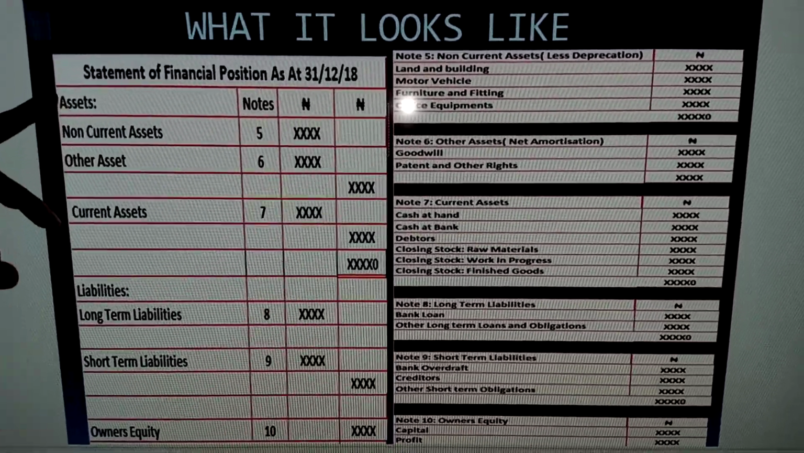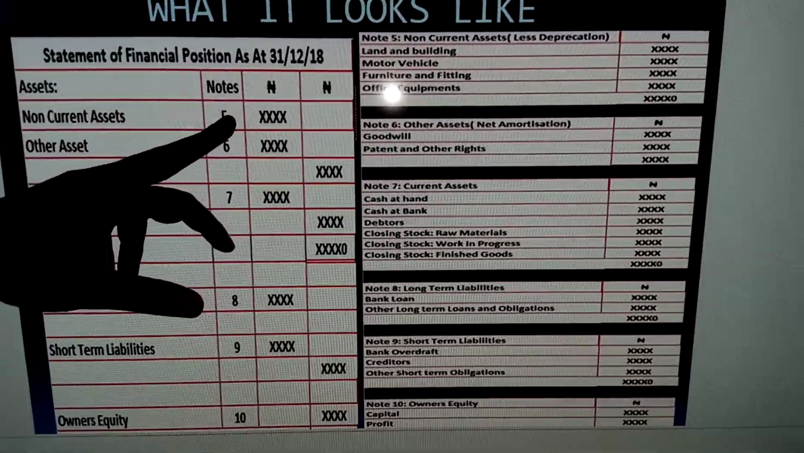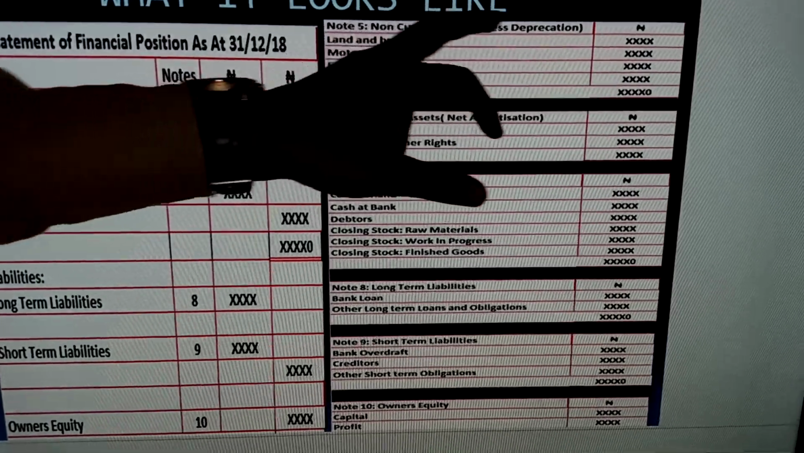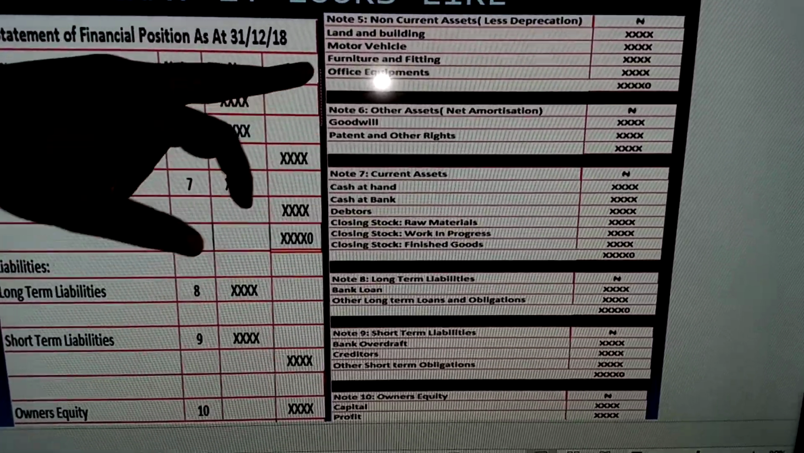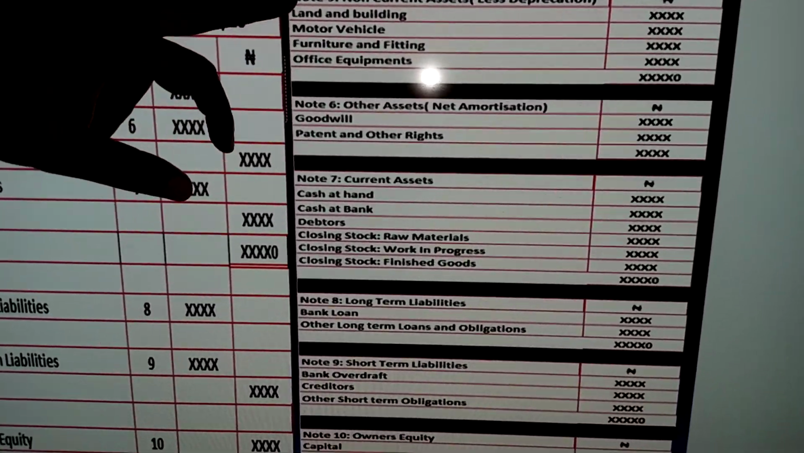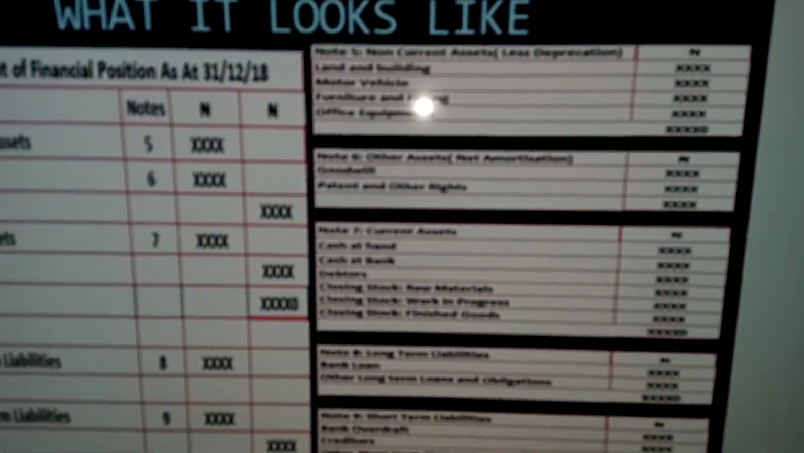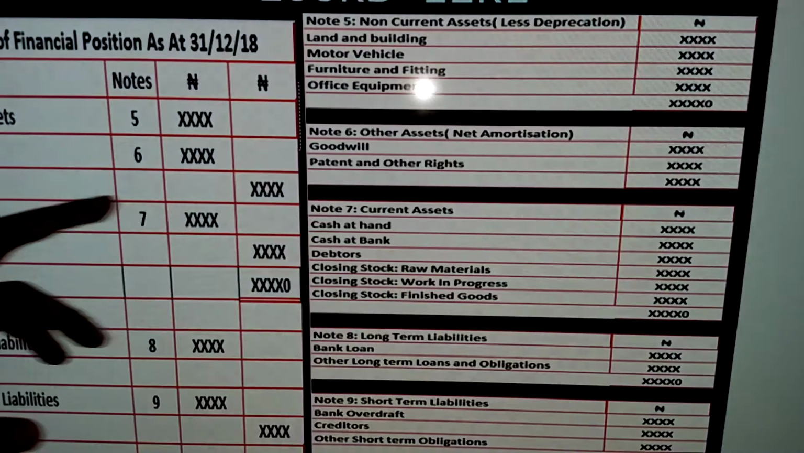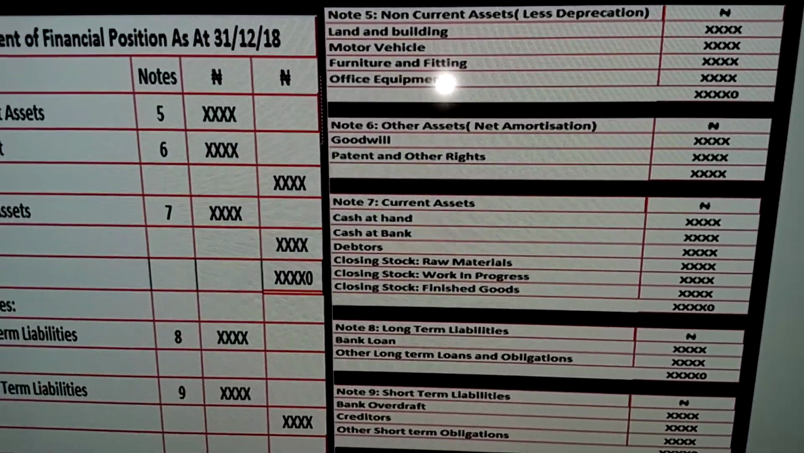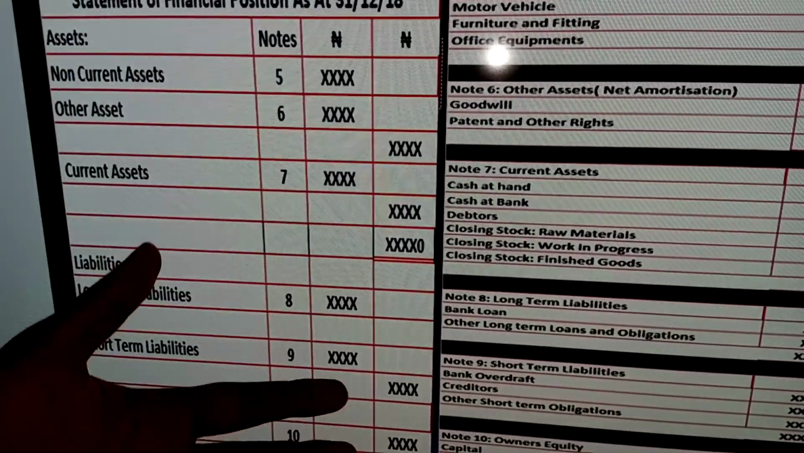So what do you have? You have your assets here. These are your fixed assets, note 5. You can see them here, net of depreciation. Whatever amount depreciated, you have to take it out here to get the value that will come here. Then we have other assets: goodwill, patents and other rights, which I already explained, less amortization, that's what you're writing off every year. That's what you have here.